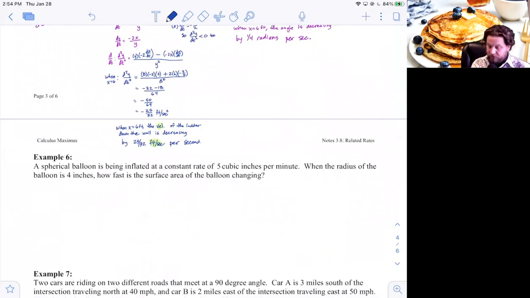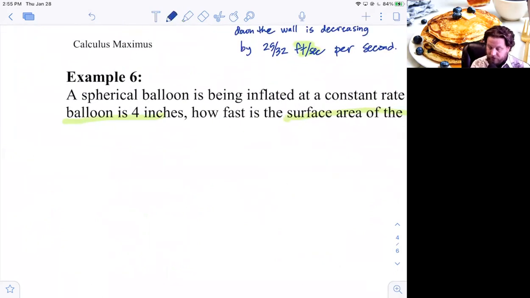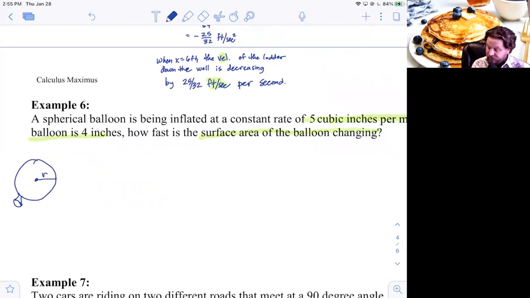A spherical balloon is being inflated at a constant rate of 5 cubic inches every minute. When the radius of the balloon is 4, how fast is the surface area changing? Okay, draw a picture. There's a sphere. There we go. There's the radius. It's being inflated.